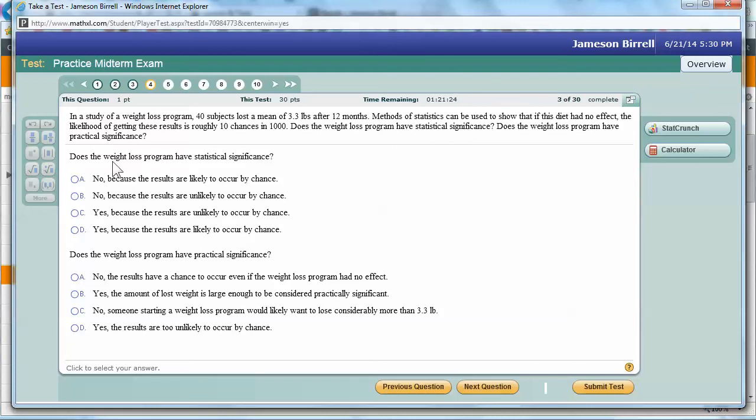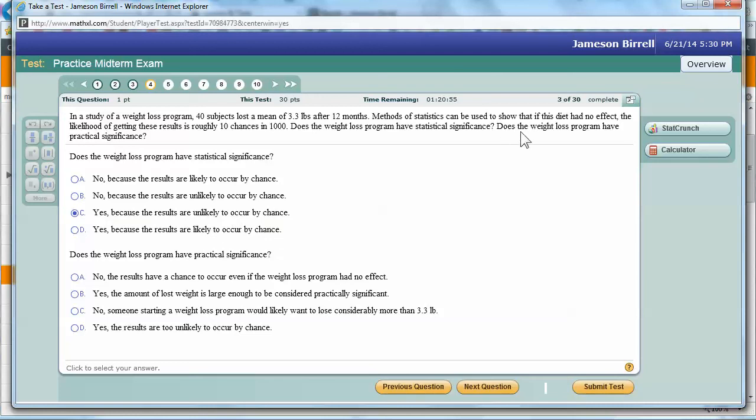So let's read the question here. Does the weight loss program have statistical significance? Oh, I'm sorry. Let me read that carefully. The result of this happening by chance was very small. And what we're saying happening by chance was that the diet had no effect. So we should be saying, yes, that it has effect because it wouldn't have happened by chance. So yes, because the results are unlikely to occur by chance. That's C.